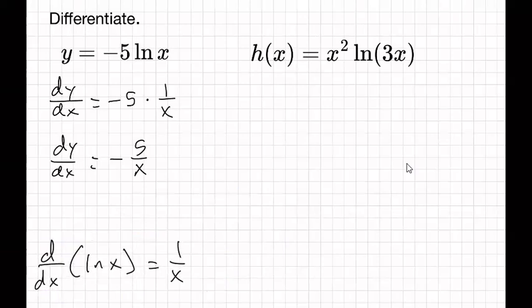All right, so the second one we have to be careful because now we're going back to that product rule, right? I have two different things that I'm multiplying together that have the x involved. So this time I have to use the product rule.